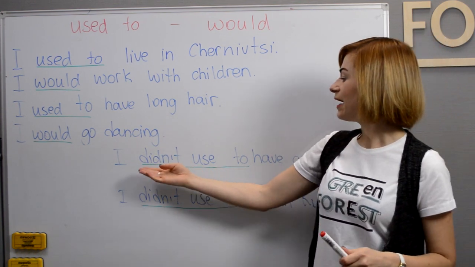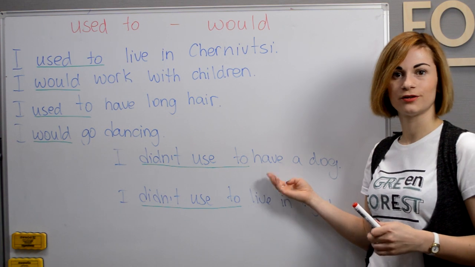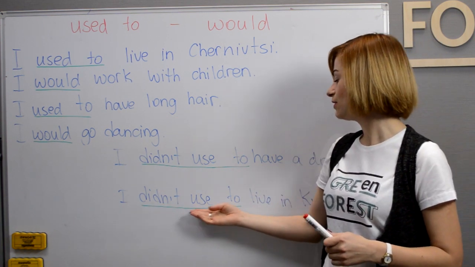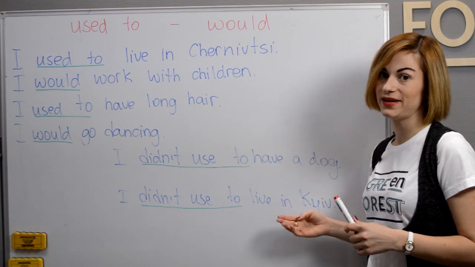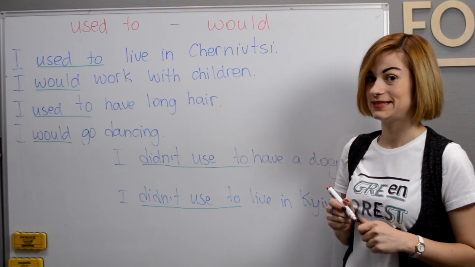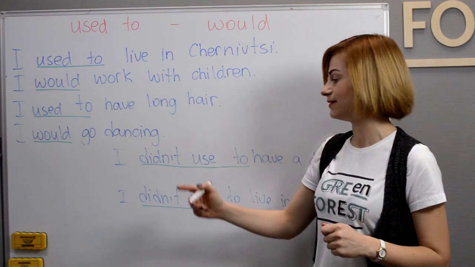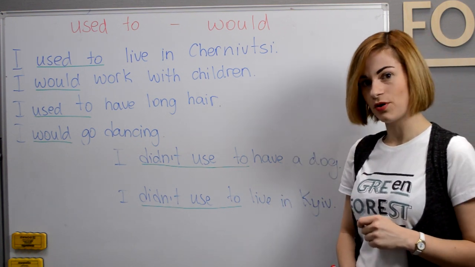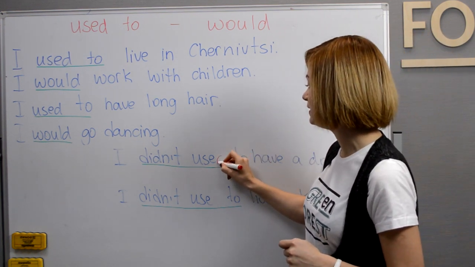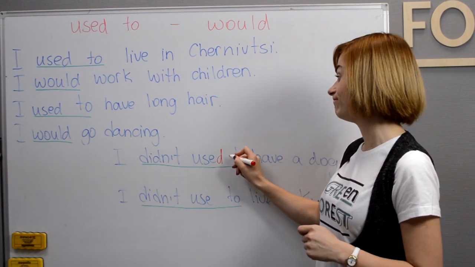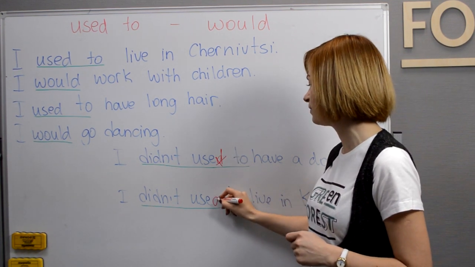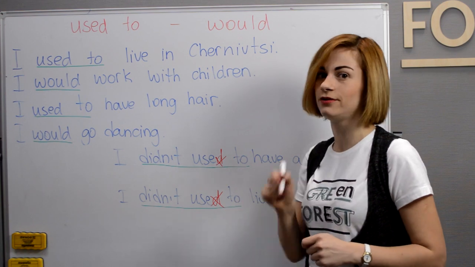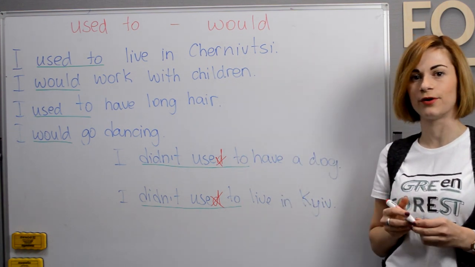Let's look. I didn't used to have a dog. Or I didn't used to live in Kiev. In the negative form, guys, we use the auxiliary didn't. What about the ending as in the positive form? Do we use D after the word use? No, we don't. It's a typical mistake, so please be careful here. Don't use it in negative form.